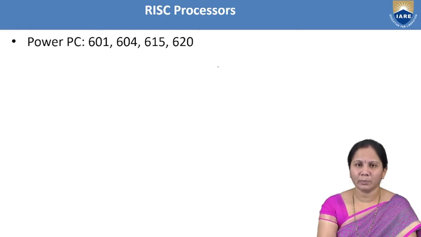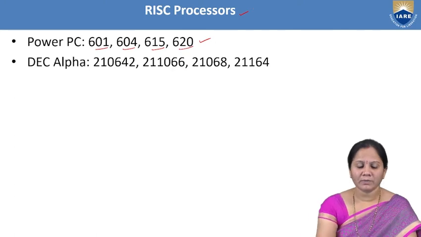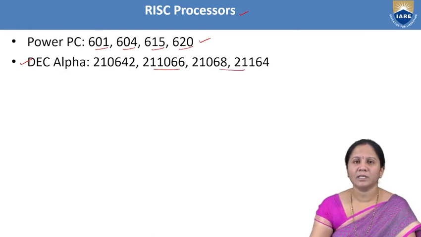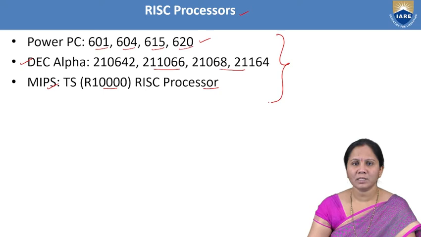Now, some of the RISC processors are PowerPC 601, 604, 615 and 620. All these PowerPC processors come under RISC processors. And next we have DEC Alpha. All these are processors that come under RISC processors. And also we have the MIPS RISC processor. So all these are some of the examples of RISC processors where all those features are involved.